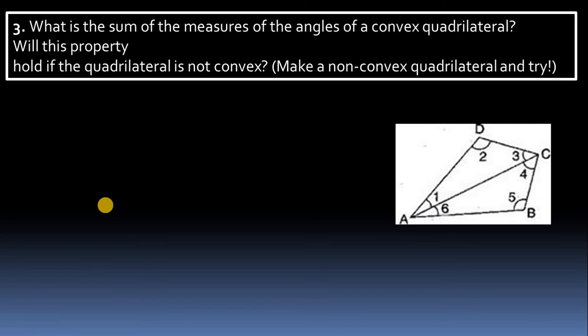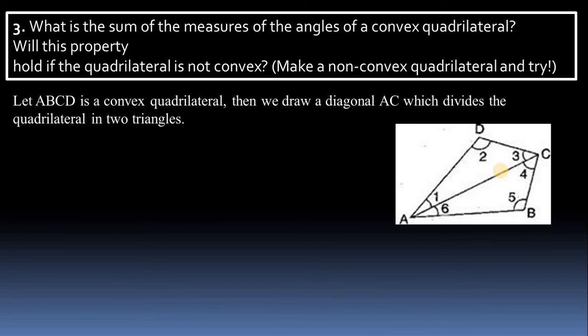Now, what is the sum of the measures of the angles of a convex quadrilateral? Will this property hold if the quadrilateral is not convex? This is an example of a convex quadrilateral because the angles are less than 180. Here we have to find the sum of the measures of the angles, meaning angle A plus angle D plus angle C plus angle B. What is the measurement that we have to calculate? According to this, ABCD is a quadrilateral and AC is the diagonal.